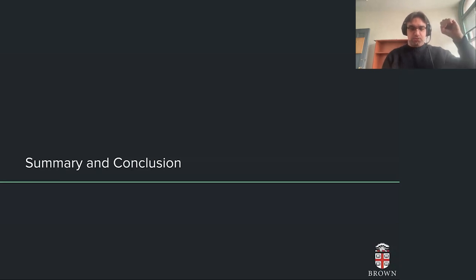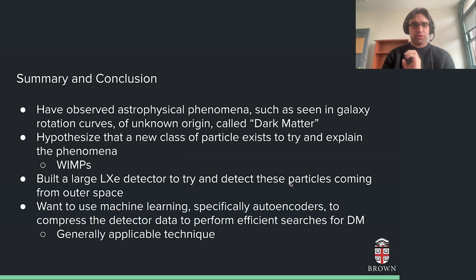Just to summarize, we've got stuff that we have no idea about, dark matter. We hypothesize it's a particle. The particle comes in, collides with the detector. That collision produces some signal. The signal is collected by the PMT array. The PMT array sends the signals to the electronics. The electronics store it on disk. And we want to use autoencoders to compress that data that's stored on disk to do things more efficiently. So that's basically the summary.